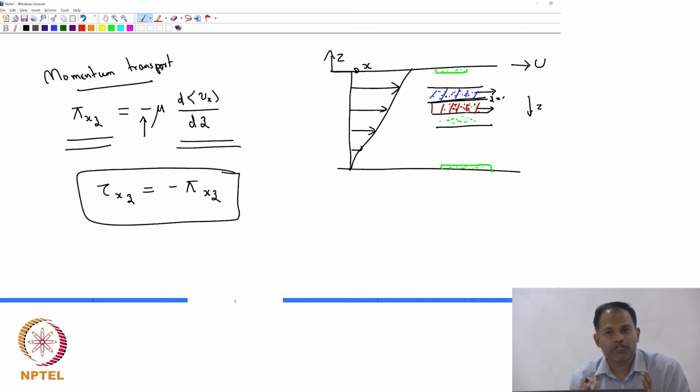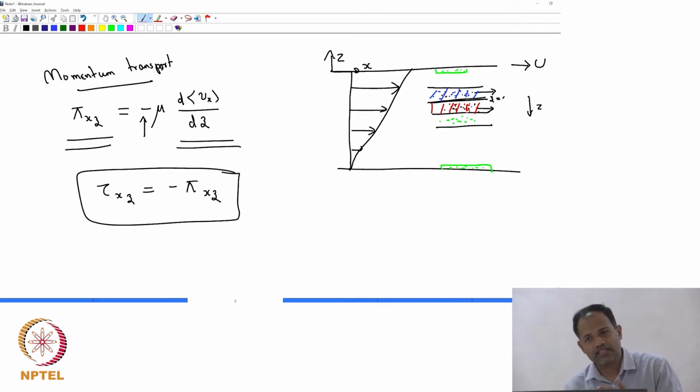Now what is the consequence of that? The blue molecules, which have got larger velocity, when they are coming into the red region, are really trying to speed up your red region. So it is as if the blue region is exerting some force on the red region, and that is why it is interpreted as a force. That is why momentum transport is exactly equivalent to shear stress.